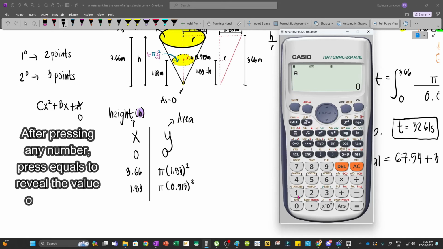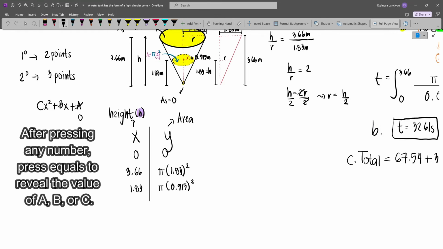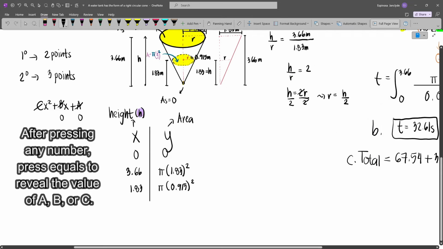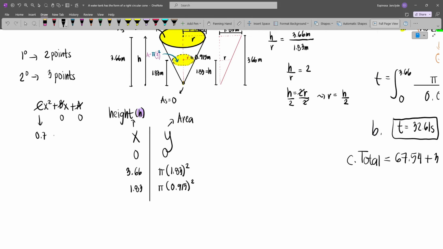And then press shift 1 again, and then go to regression, and here we go to B. That will still be 0. And so this is 0. And then now, press shift stat, and here we go to C. Press equals, and we have 0.785398 1634.